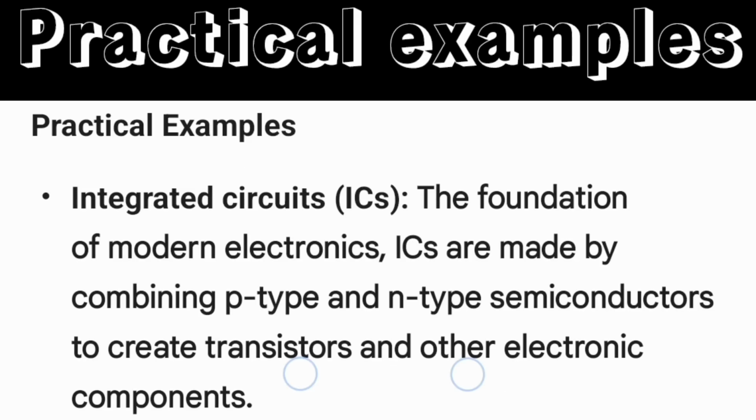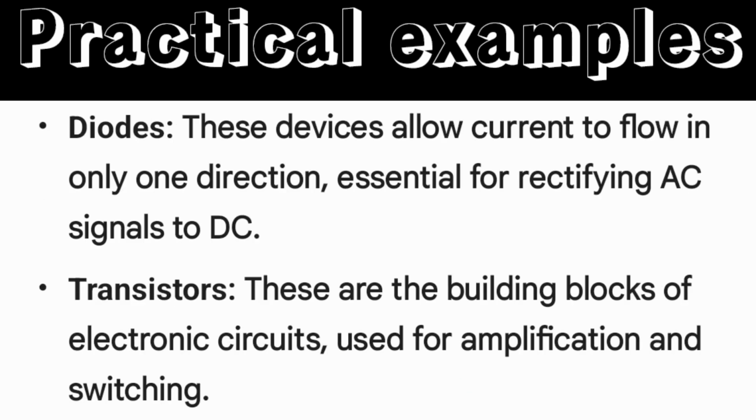Practical examples: integrated circuits, ICs. The foundation of modern electronics, ICs are made by combining P-type and N-type semiconductors to create transistors and other electronic components. Diodes: these devices allow current to flow in only one direction, essential for rectifying AC signals to DC.